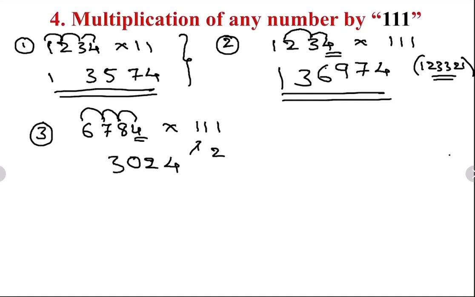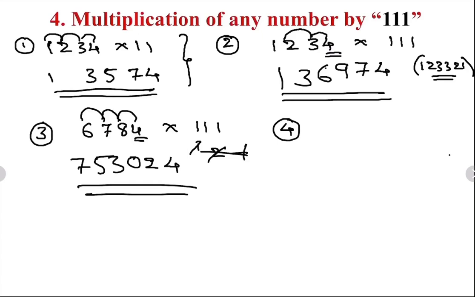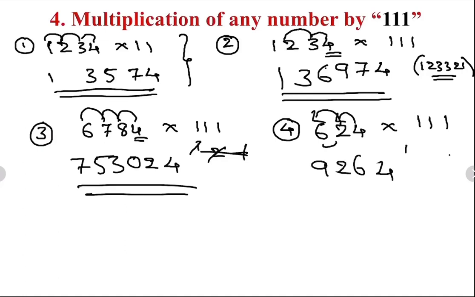Keep 3, 2 carry forward. Next 7 plus 6, 13. 13 plus 2, 15. 6 plus 1. So this is the answer. If you go with another example, 624 is multiplied with 111. So keep 4. 4 plus 2, 6. 6 plus 6, 12. 1 carry forward. 2 plus 6, 8 plus 1, 9. Next 6.